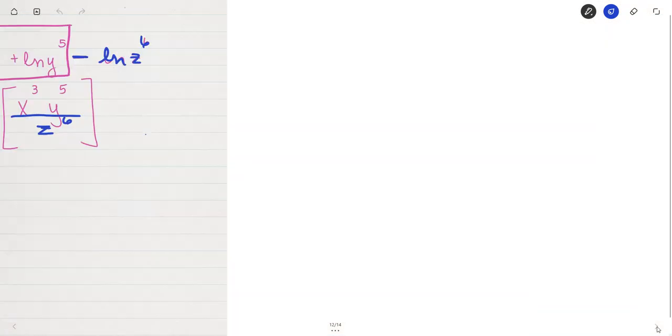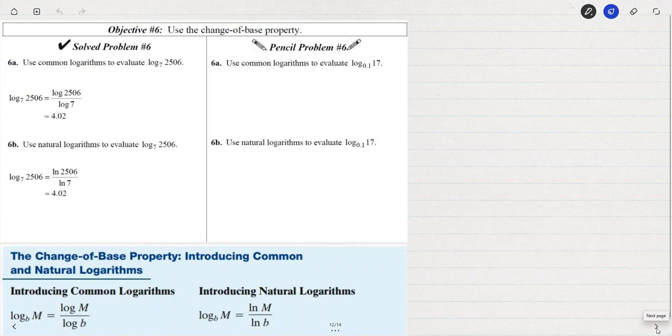Let's look at number 6. We could use common logs to evaluate this on a calculator. Our calculator doesn't do log base 1/10, but we could rewrite this as a log base 10. Here's how it would work. Log base 10 of 17 divided by log base 10 of 1/10.